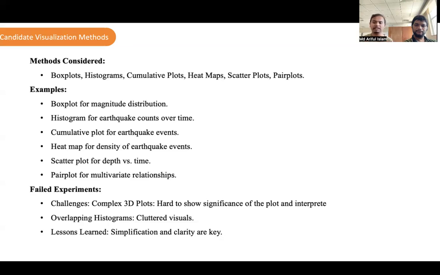We also tried some other methods such as a complex 3D plot, but it failed in that case because, although it showed us a lot of earthquakes, we could not see any pattern in three dimensions. That's why we discarded it, but it is still in our notebooks.